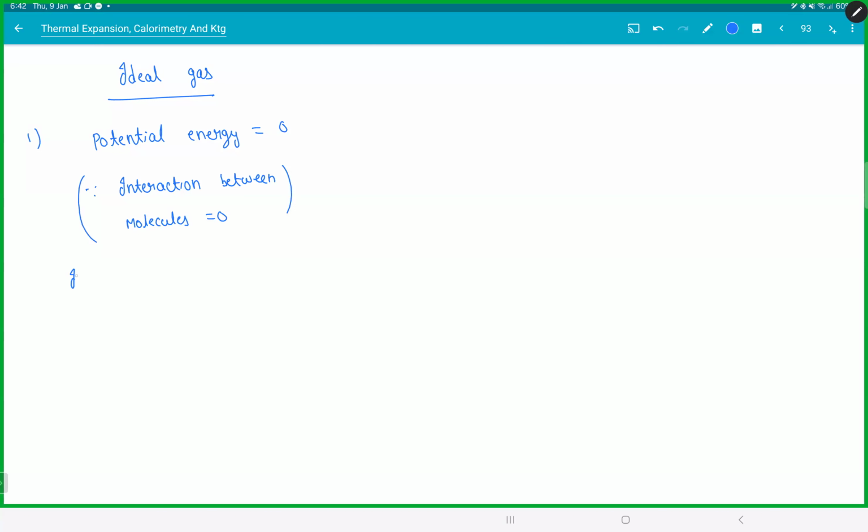So therefore, when you say what is the energy of the gas, whenever you say internal energy, it has actually 2 components. It has kinetic energy, the kinetic energy of the molecules, plus potential energy, which will be 0. That means the internal energy of the gas is only kinetic energy. So in an ideal gas, the total energy of the system is only because of the kinetic energy. There is no interaction between the molecules. This cannot be liquefied.